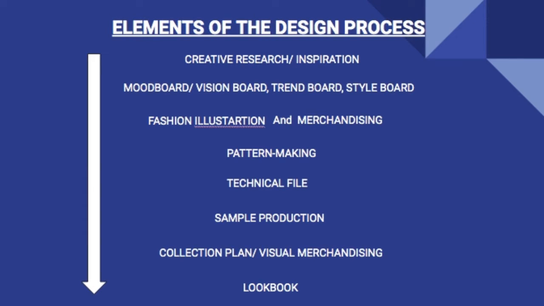The design process follows a typical flow. Let's begin by looking at the different steps or elements of the design process. We start when the designer finds his source of inspiration. It can be through nature or the personal life of the designer. He then moves on to create mood boards, vision boards, trend boards, and style boards, followed by 2D fashion illustrations.